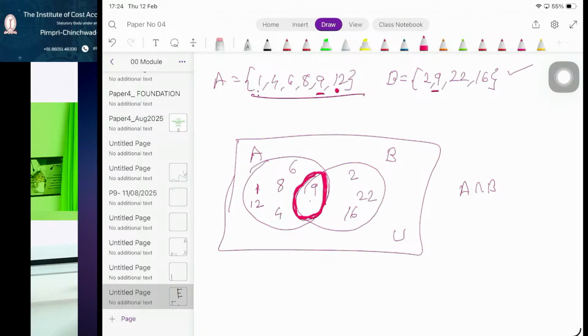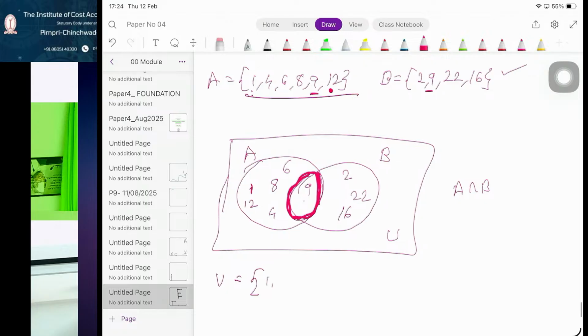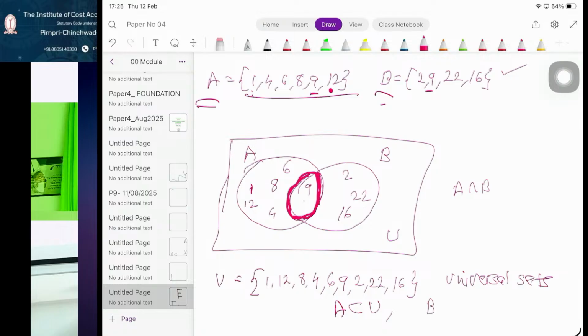So what will be the elements of U here? The elements of U will be, write down the elements of A first. Suppose 1, 12, 8, 6, 4. A common element is 9. Then 2, 22, 16. Like this. This is your universal set, in which all the elements are there. And this A and B are subsets of, or proper subsets of, the universal set. Instead of proper, let us just say subset. A and B are also subsets of the universal set U.